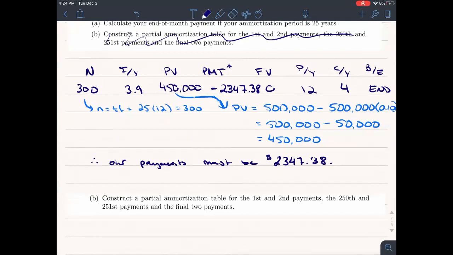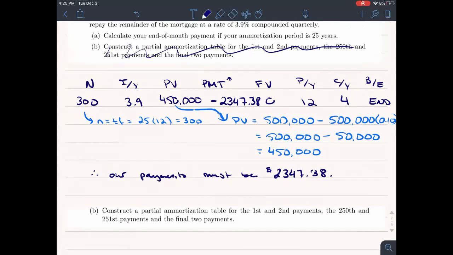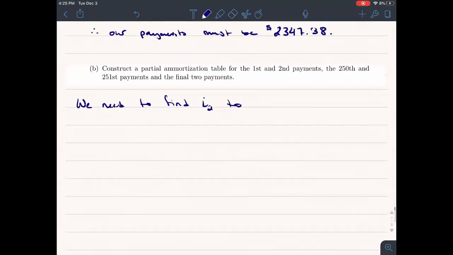All right. So our next thing is going to be to make our partial amortization schedule, right? Nothing crazy, as long as you've got the steps figured out. First thing we need to do, though, the only real calculation that we're doing for this question is finding I2, right? Because what we see here is our compoundings per year is not the same as our payments per year. And so we need to find I2 to calculate the interest amounts.